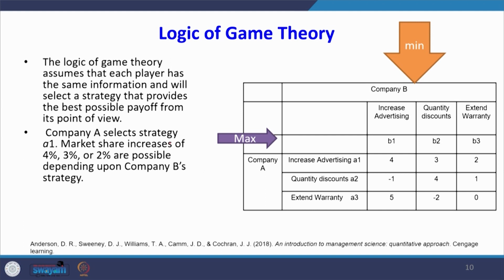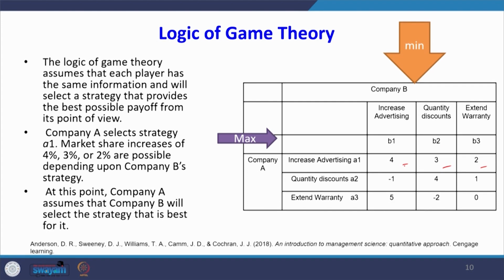Company A selects strategy A1, the market share increases of 4%, 3% or 2% are possible depending upon company B's strategy. So, the 4 is possible when company B goes for B1, and 3 is possible when company B goes for B2 and A plays A1.